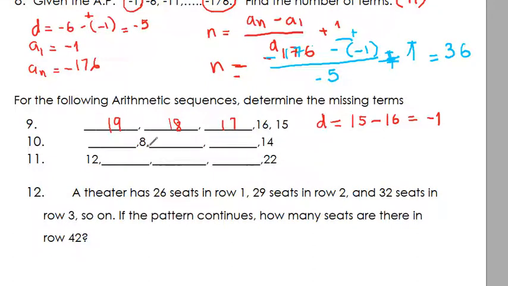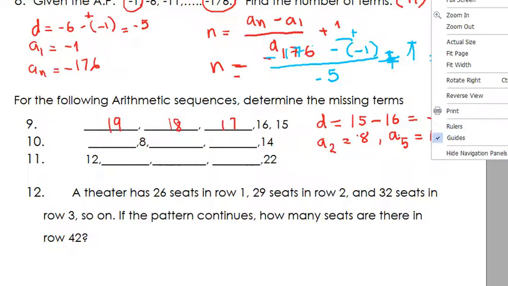What do we know in this sequence? We know a sub 2. a sub 2 is 8, correct? What else? a sub 5. What is a sub 5? It is 14. Alright.